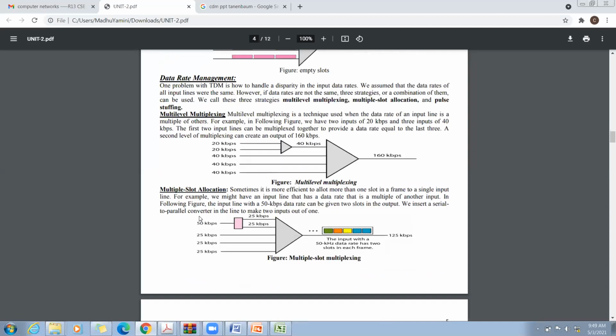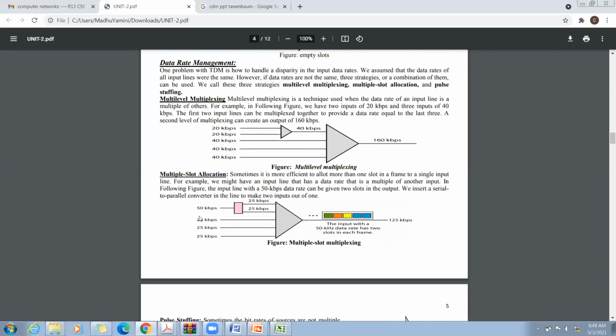See, the next topic in the time division multiplexing is data rate management. Here in the data rate management, the first one is different multiplexing techniques. The first one is multi-level multiplexing. Normally, in the multiplexing process, we have only one multiplexer.